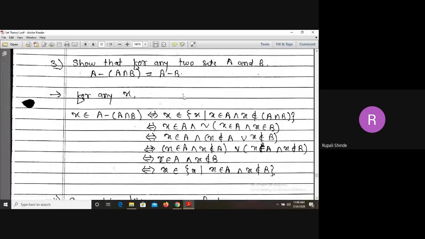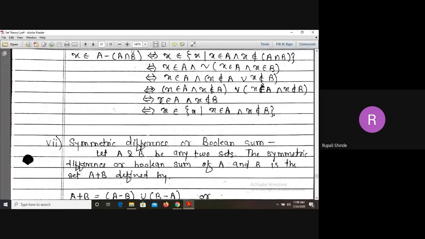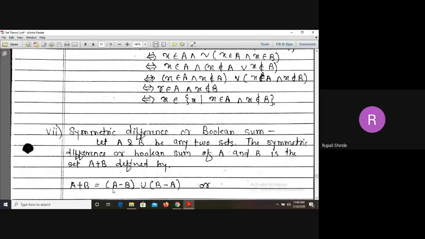So now we have to see the last operation on sets, and that operation is symmetric difference or Boolean sum. Okay. So first we will see the definition. Let A and B be any two sets. The symmetric difference or Boolean sum of A and B is the set A plus B, defined by A plus B is equal to A minus B union B minus A.